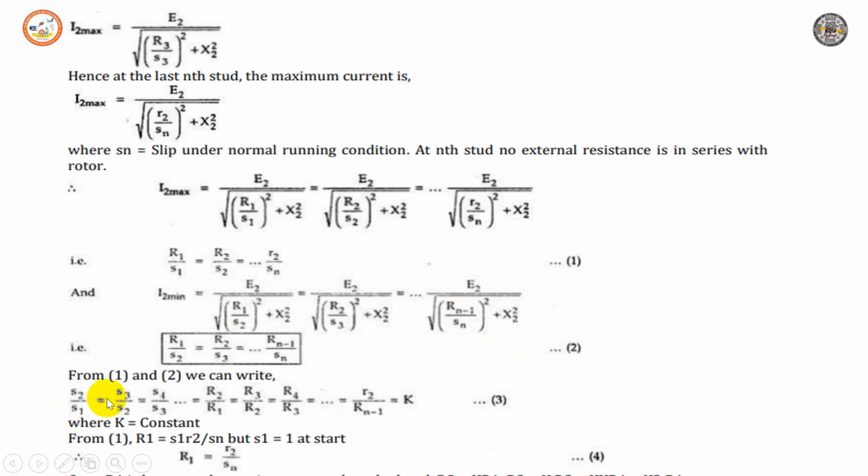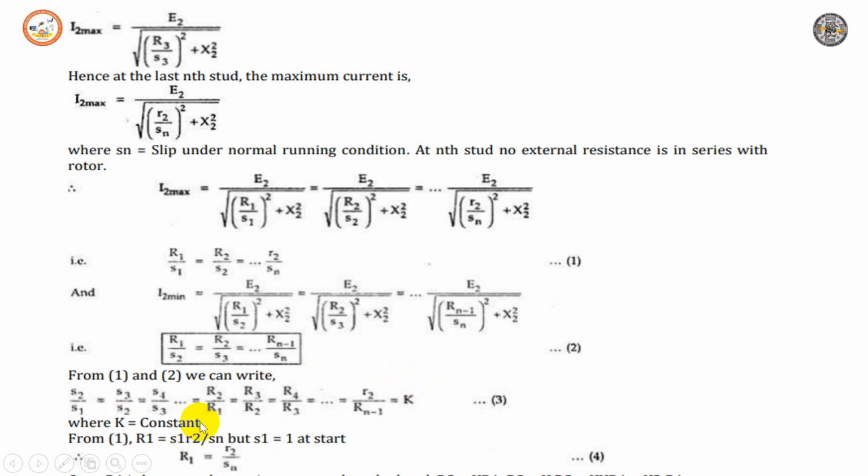that S2 by S1 is equal to S3 by S2. Just look at this, S2 by S1 is equal to R2 by R1. I'll take it as one term here, one term here. When coming to the next term, it is R3 by S3. So S3 by S2 will be equal to R3 by R2. It goes on, and the final equation you are going to take these two here. So that is R2 divided by Rn minus 1 is equal to, which we equate this entire equation to K.